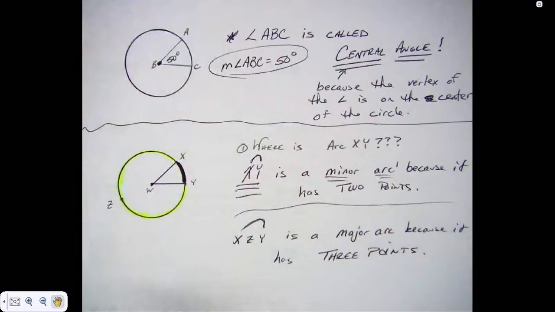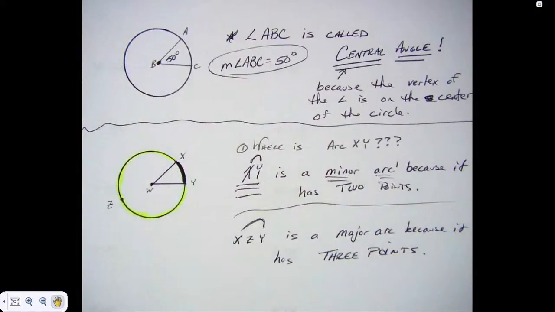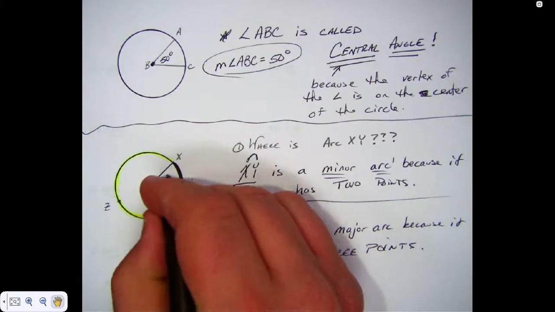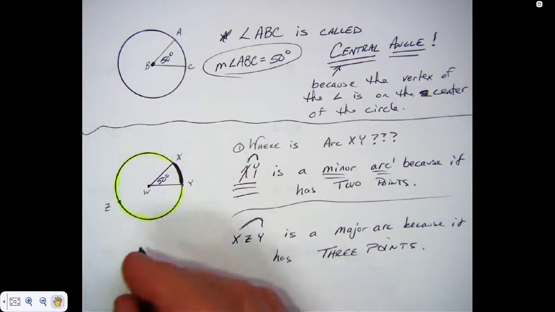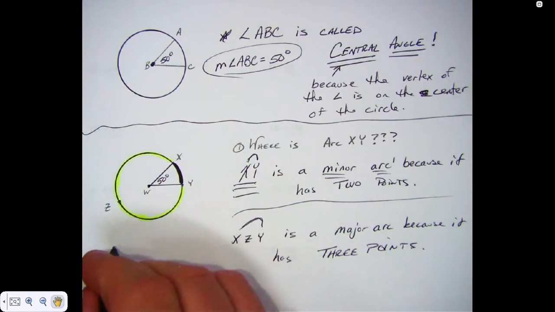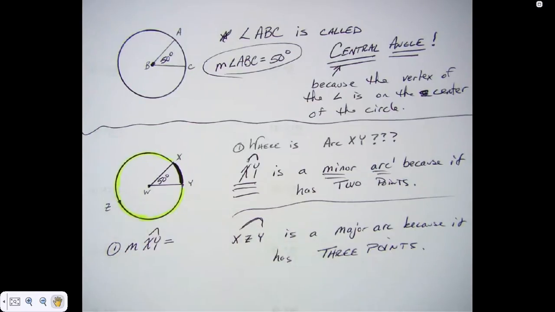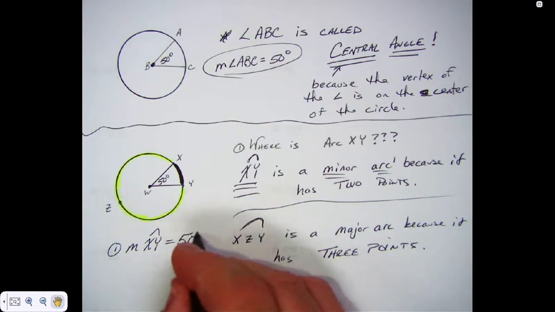The central angle. So let's say the measure of this central angle is 50 degrees. What's the measure of arc XY? What did I put in front of it? A little m for what? Measure. What do you think is the measure of arc XY? And you are exactly right.